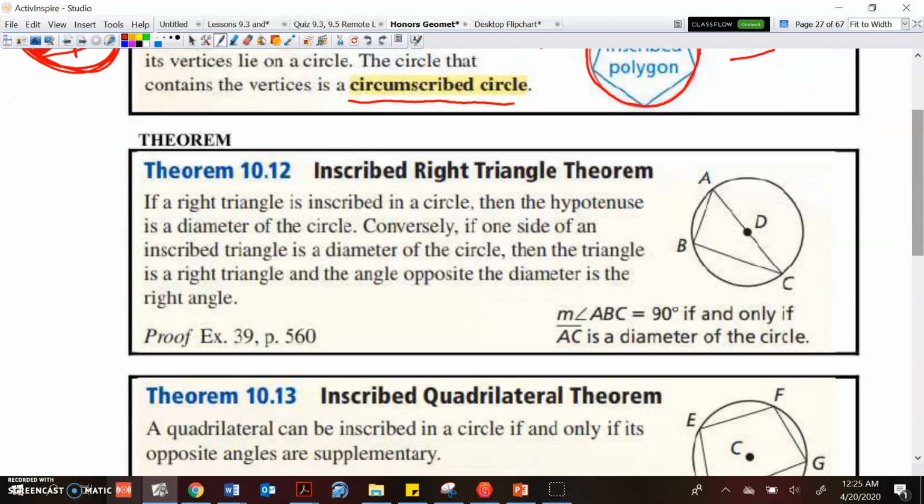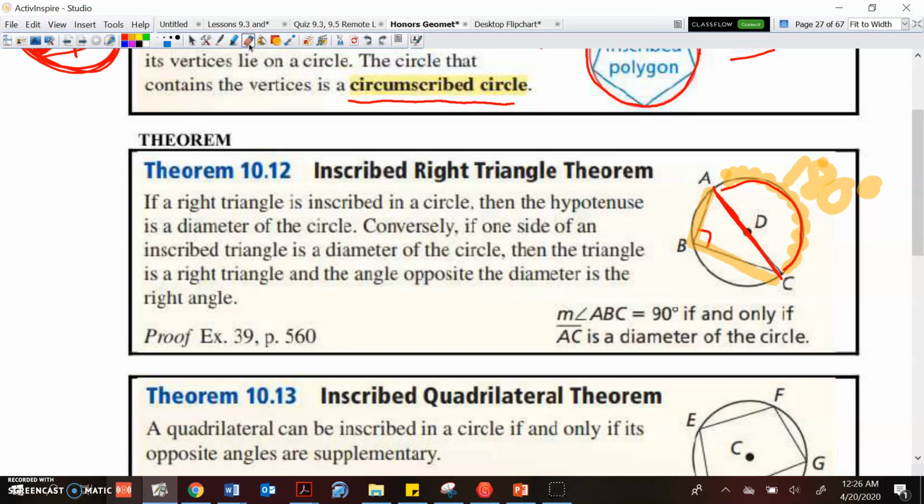Two simple theorems fall from this, and we'll practice. The inscribed right triangle theorem says this. First of all, if a right triangle is inscribed in a circle, then the hypotenuse is the diameter. So if they give us that this is a right angle, then that is my inscribed angle. That means this is my intercepted arc. So if this is 90, this is double it, so this is going to be 180 degrees, right? Now if that's 180 degrees, it's a semicircle, which means that this must be the diameter. That's what that says.